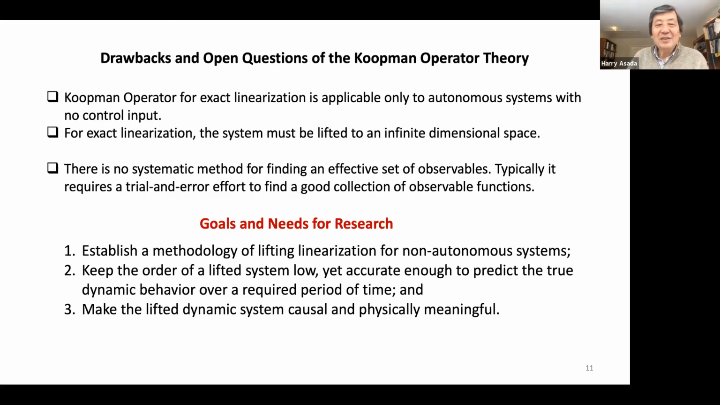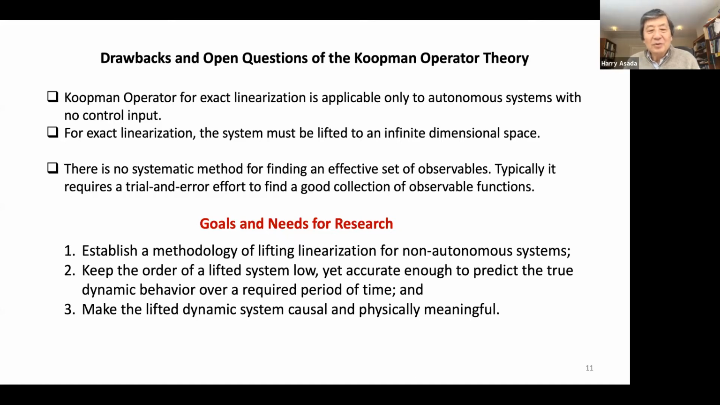And for exact linearization, the system must be lifted to an infinite dimensional space, which is also another disappointing part. Although, as I said, we can truncate it, and there are many techniques that we can use to get rid of this problem in a practical sense. But for exact analysis, that's actually the major hurdle. Another, more practical limitation is that there's no systematic method for finding an effective set of observables. Typically, it requires a trial and error effort to find good collections of observable functions, so some art is involved in this stage.